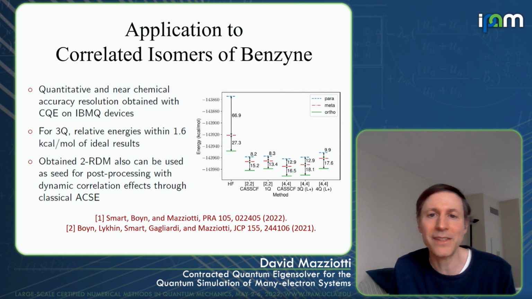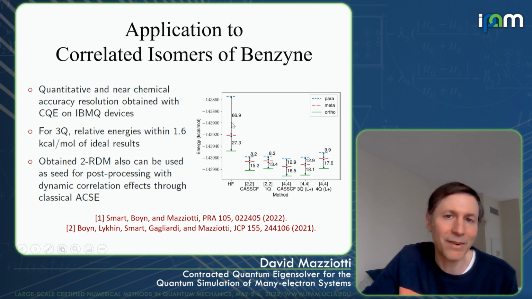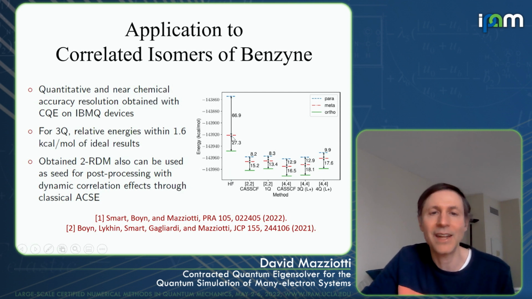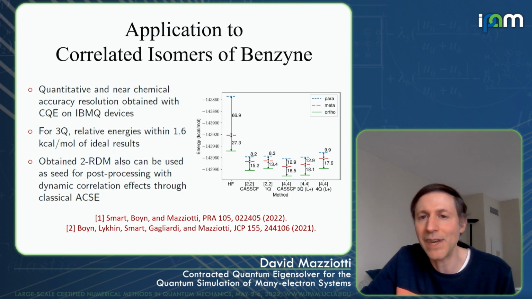So here are the relative energies of the isomers that we're aiming to calculate. We can see on the right here that Hartree-Fock does not predict the relative energies correctly because the relative energies are significantly correlated, especially for the para isomer of benzyne. So we need to have electron correlation. If we use a 2-2 CAS active space, a 2-electron, 2-orbital complete active space self-consistent field calculation, then we end up with these splittings. The para is the highest, then the meta, and the lowest is the ortho.